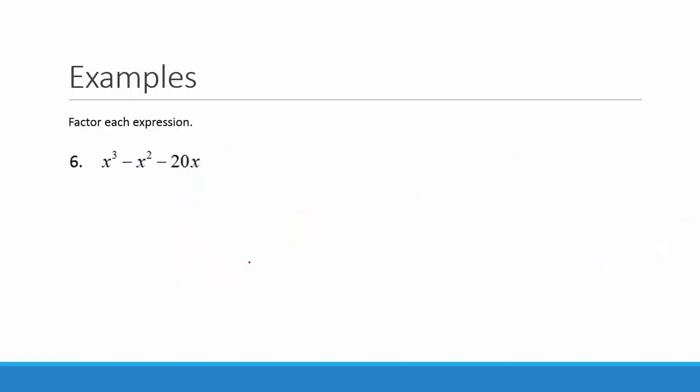Our next problem, we ask ourselves if there is a greatest common factor. The coefficients are 1, -1, and -20. The greatest common factor here would be 1, which is not something that we need to factor out. But if we look at the x's, we can see that each one of them has at least x to the first. So we can factor out an x in each of the terms. So let's put the x on the outside and write our trinomial dividing each term by the greatest common factor.